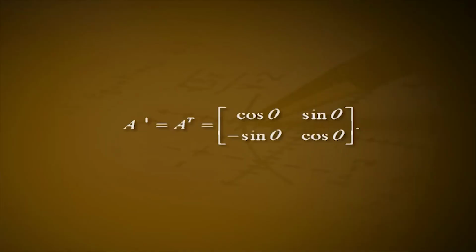Similarly, it can be seen that A transpose into A is equal to I, that is, A into A transpose equals I equals A transpose A, so that A is orthogonal. Since A is orthogonal, by the remark we have A inverse equals A transpose equals matrix cos theta, sin theta, minus sin theta, cos theta.